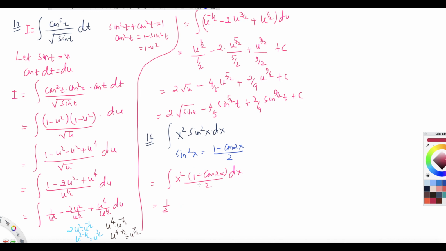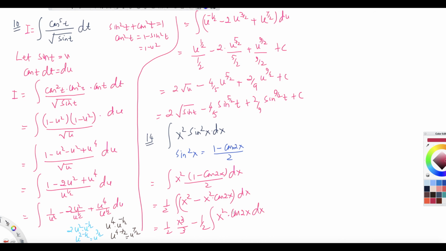I can write the integral there, and then distribute x squared times 1 minus x squared cosine of 2x, and then dx. That's what you get. Now for the first one, what is the integral? 1/2 x cubed over 3. That's the integral of that one. And then minus 1/2 integral x squared times cosine of 2x dx. So I need to use integration by parts here.